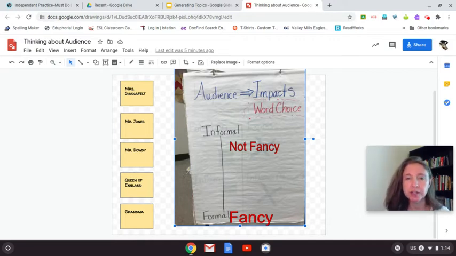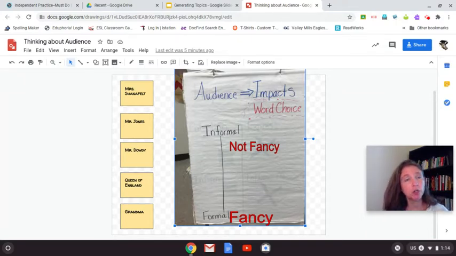So we're going to use a little scale today. At the top of the scale, we have informal, which just means not fancy. And at the bottom of the scale, we have formal, which just means fancy. So if you were going to a formal activity, you would wear your very fanciest clothes. You would wear a suit and a tie or a really fancy sparkly dress. But if you were going to an informal event, you would wear just whatever clothes. You might wear your sweatpants, your shorts, an old t-shirt. That's informal.